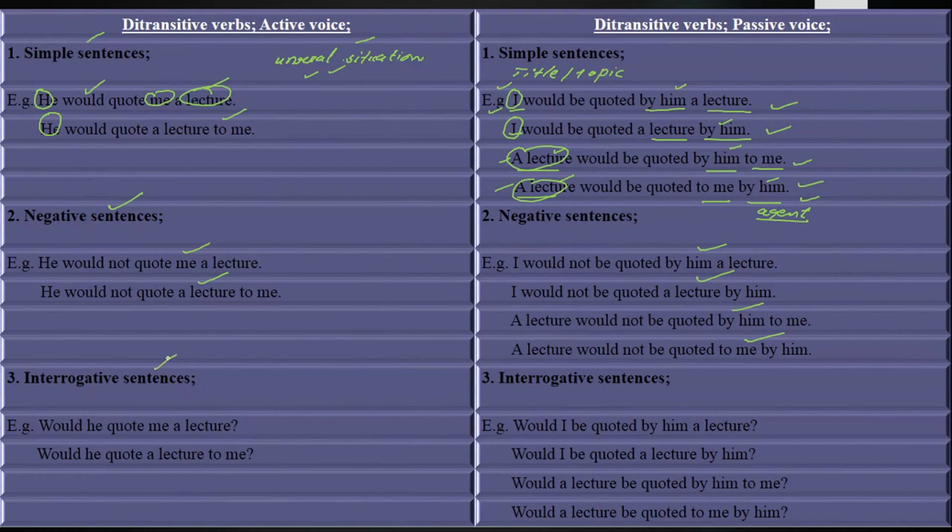Next we have the interrogative sentences. Those sentences in which we ask questions and put queries are called interrogative sentences. Would he quote me a lecture, would he quote a lecture to me? Would I be quoted by him a lecture, would I be quoted a lecture by him? Would a lecture be quoted by him to me, would a lecture be quoted to me by him?